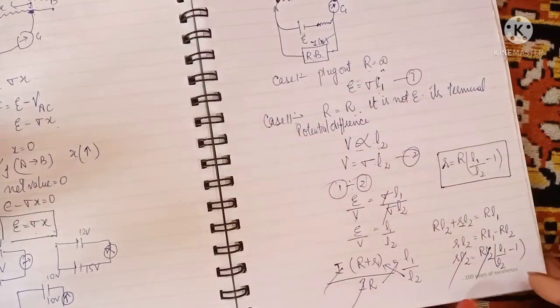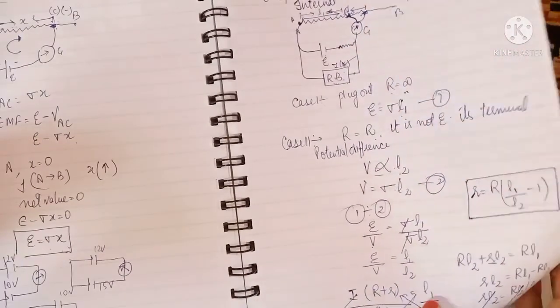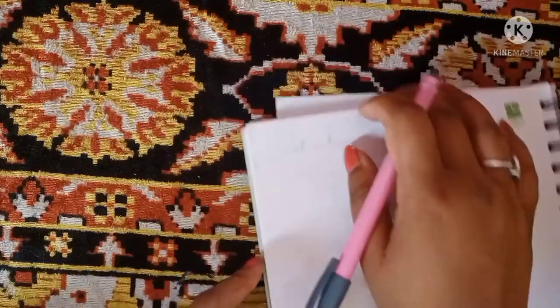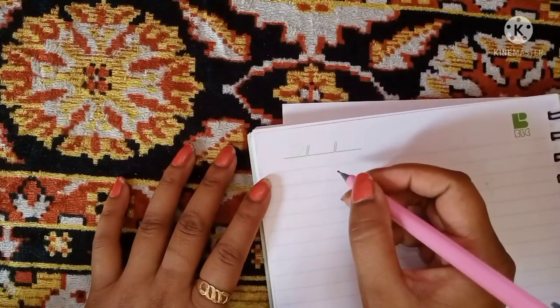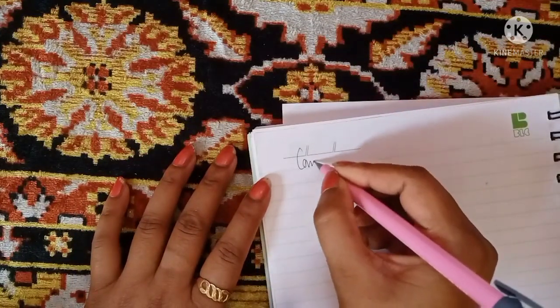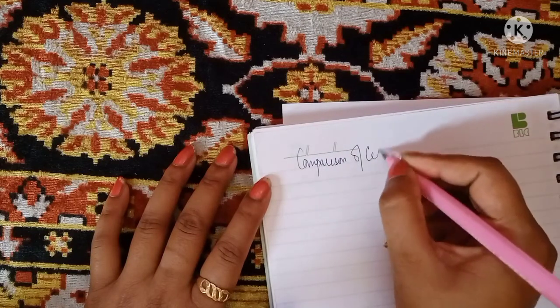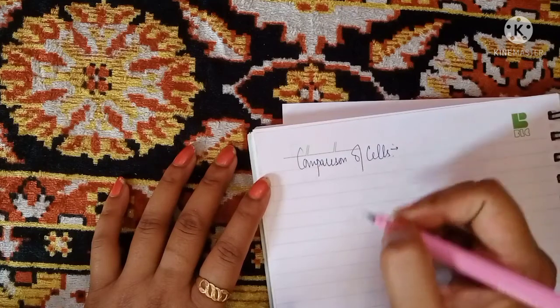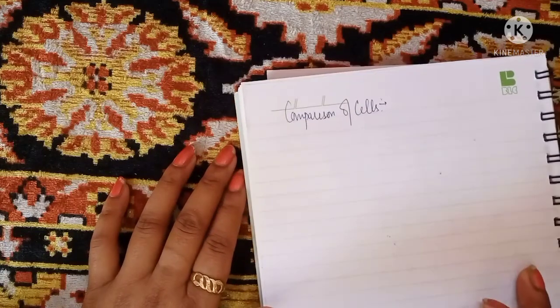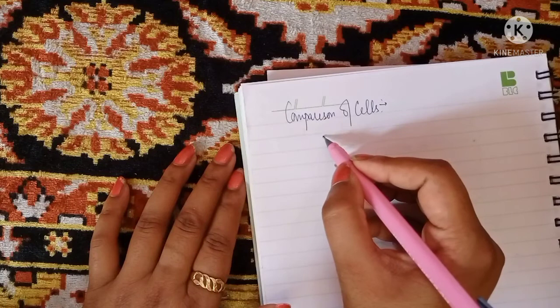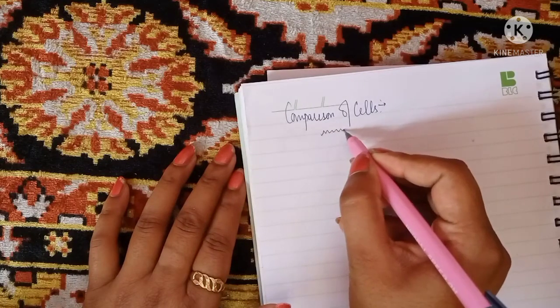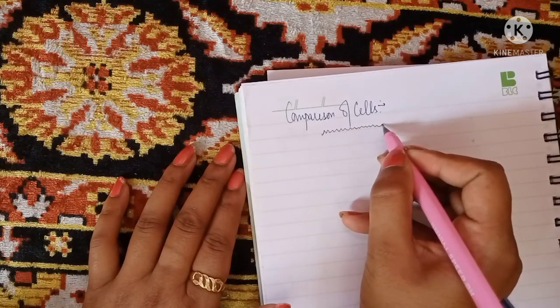Okay. Now the next application of this is the comparison of cells. What is your aim? Your aim is to compare the cells. Now when you are comparing the cells, let's say the structure is again like this.